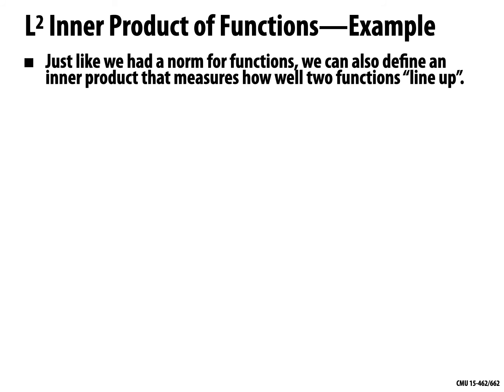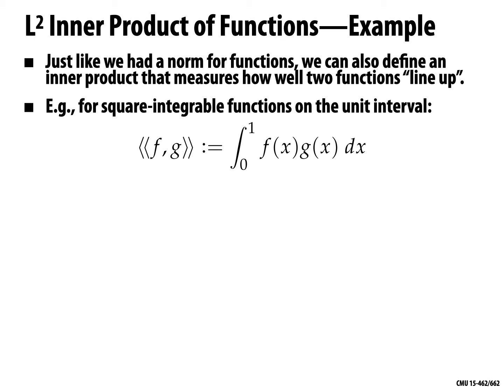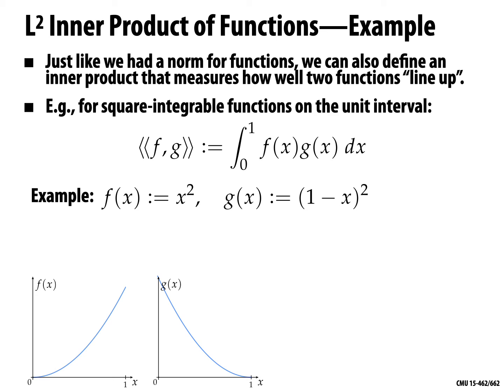So just like we had a norm for functions, we can also define an inner product for functions that measures essentially how well two functions line up with each other. Okay, so for square integrable functions on the unit interval, the same kind of functions that we talked about before, we're going to say that the L2 inner product of f and g, denoted by these double angle brackets, is the integral from 0 to 1 of f(x) times g(x). A concrete example is we have two functions, f(x) equals x squared and g(x) equals 1 minus x squared, plotted on the bottom left.